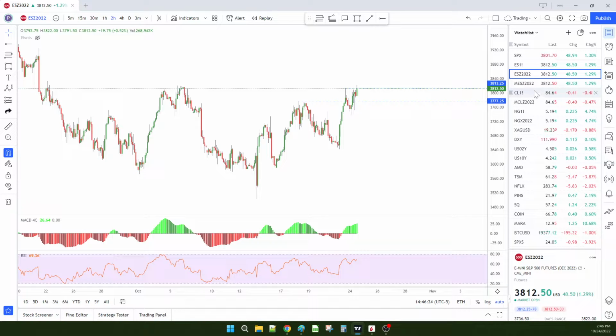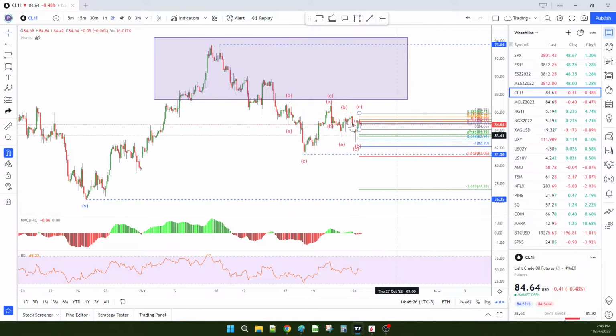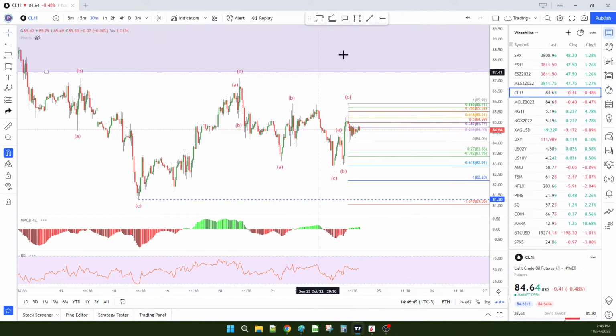So let's take a quick look over at oil. There's a lot going on here. So we've got a strong impulse here. Then I see an ABC move down. And we got a bunch of ABC moves here. So this could go either way. If we break this, let me go down to a 30-minute.